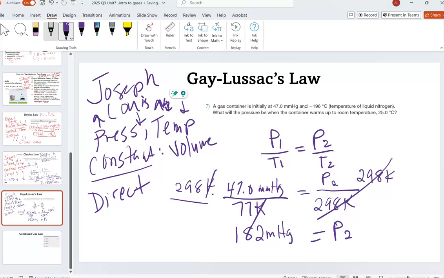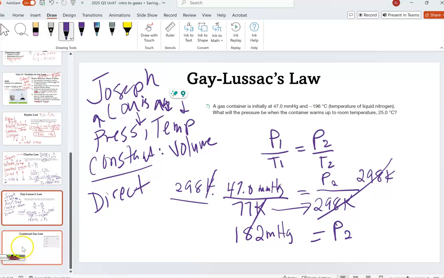So let's see if that makes sense. Gay-Lussac's law, it's a direct relationship. So if one goes up, the other goes up, or if one goes down, the other goes down. So our temperature increased. So our pressure should have increased, and it did.